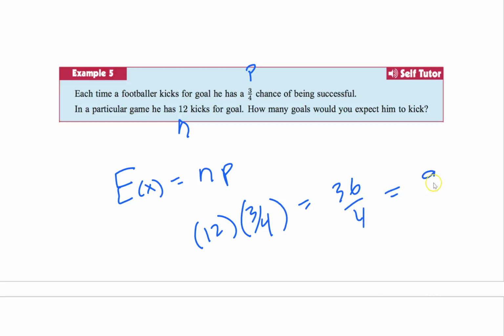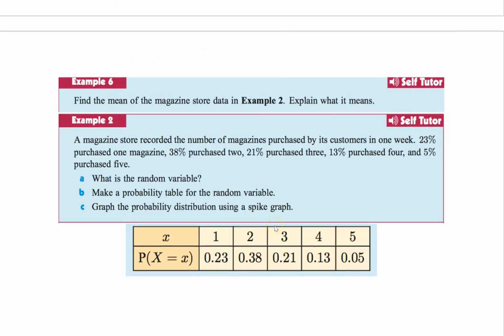You expect him to make 9 goals if you have 12 shots on goal, based on the average. So that's a very basic expected value. Multiply the probability times the number of times it happens. There you go. Now let's do one with a table.